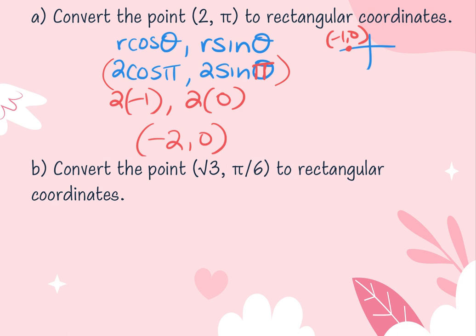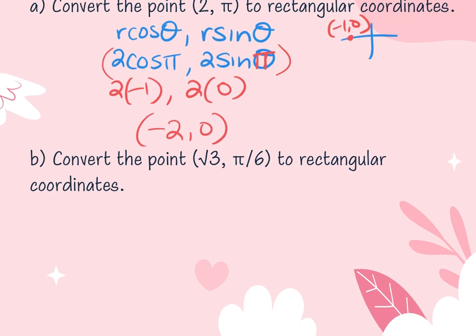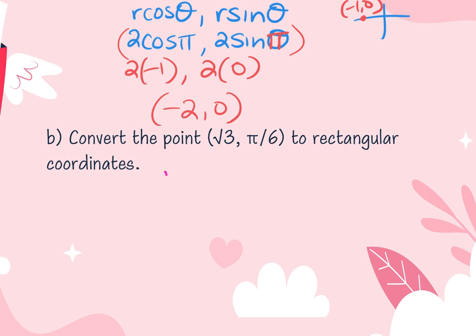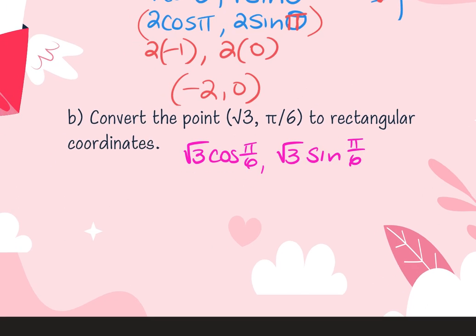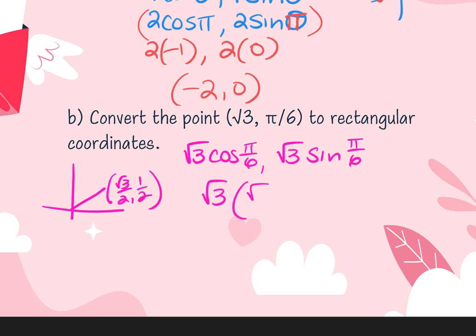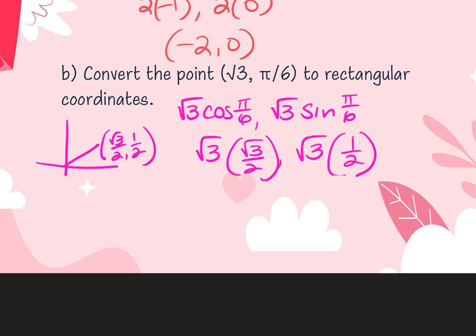Okay, so now we're doing √3 and pi over 6. Again, it's going to rectangular. So it's r, which is √3, times the cosine at pi over 6, and r, which is √3, times the sine at pi over 6. What's the coordinate point at pi over 6? The cosine would be √3/2. And the sine? 1/2. What is √3 times √3? 3. So this stays 3/2, and this stays √3/2.